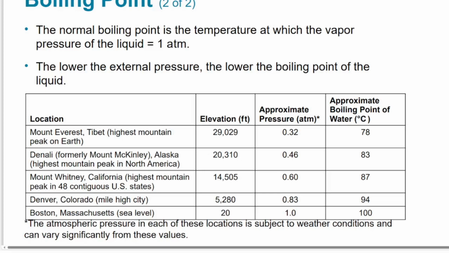In Denali, Alaska, we have an approximate pressure of 0.46 atmospheres and a boiling point of 83 degrees C. And on the highest mountain peak on Earth, in Tibet, on Mount Everest, we have an approximate pressure of 0.32 atmospheres and a boiling point of 78 degrees C. And this is why it takes longer to boil maybe noodles at these higher elevations, and why if you're doing some canning, you would need to use a higher weight at those higher elevations. So you would use a higher weight to increase the pressure and to therefore increase the boiling point, respectively.